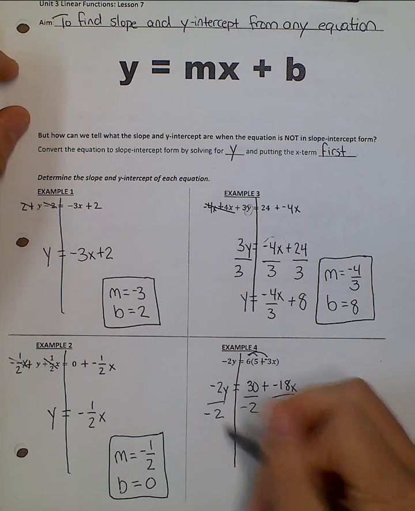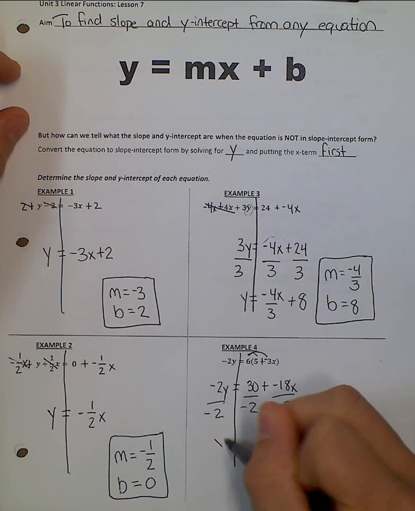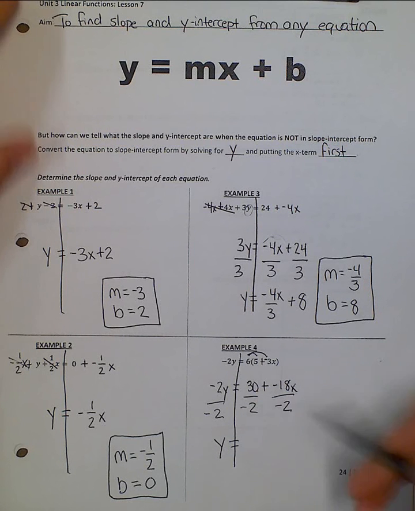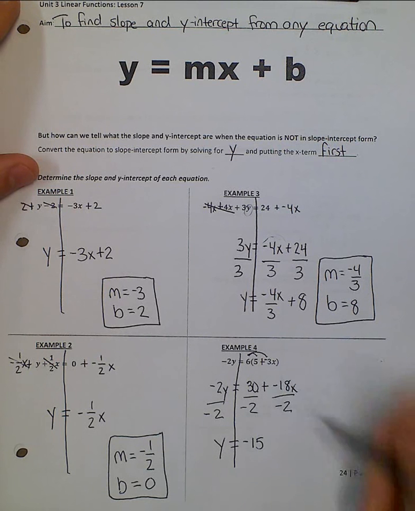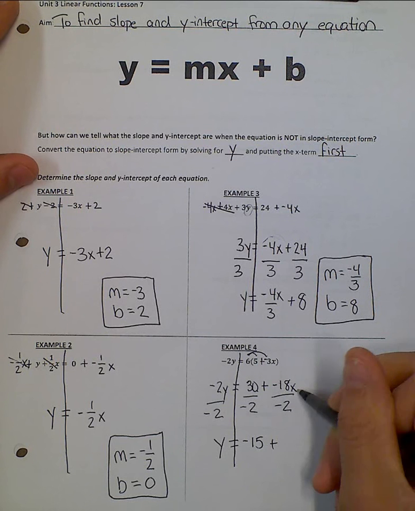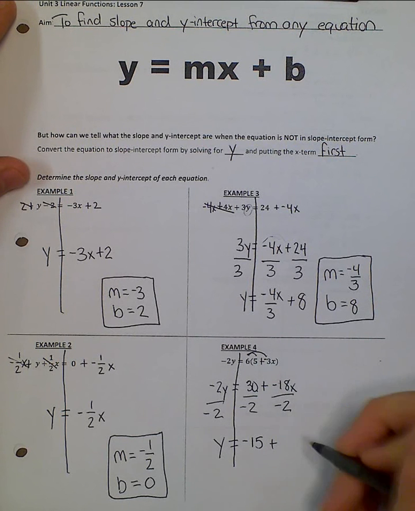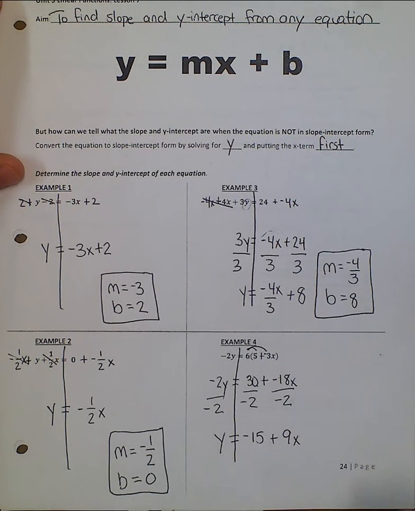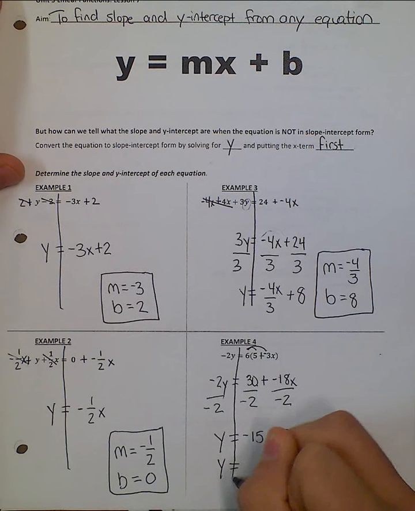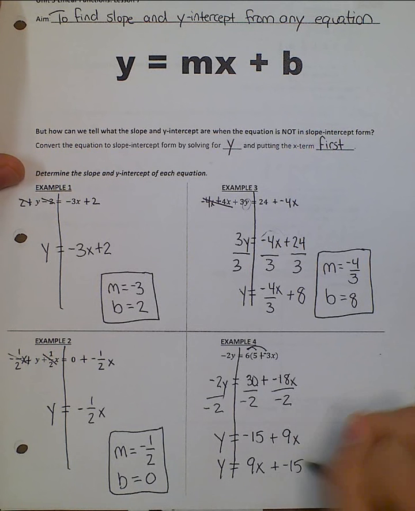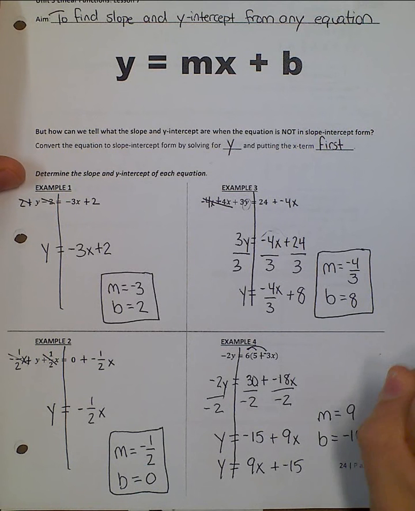Negative 2y divided by negative 2 gives us positive 1y. There's our y equals. We're looking good. Positive 30 divided by negative 2 is negative 15. Plus negative 18x divided by negative 2 gives us a positive 9x. And now I'm just going to switch the order so I can see exactly what is slope, which is 9 times x plus negative 15. Now I can see my slope is 9, my y-intercept is negative 15.